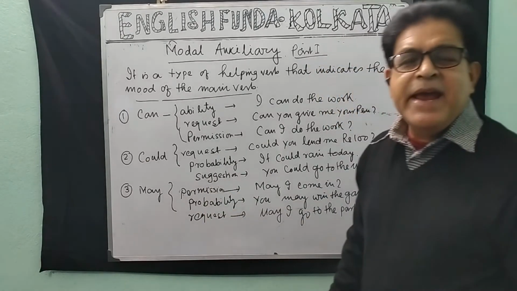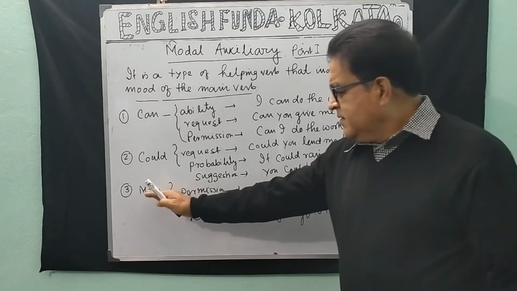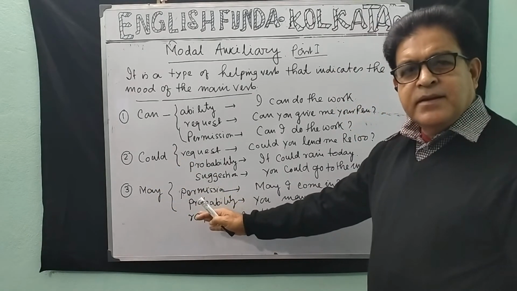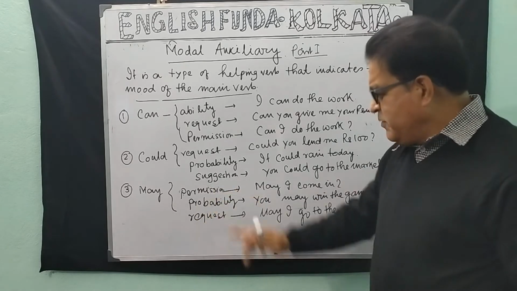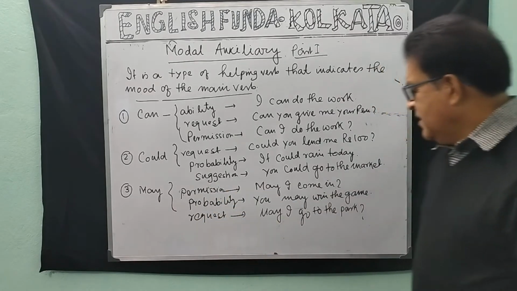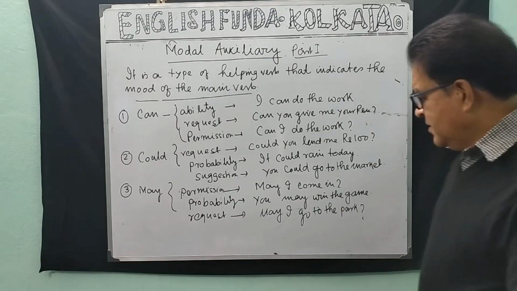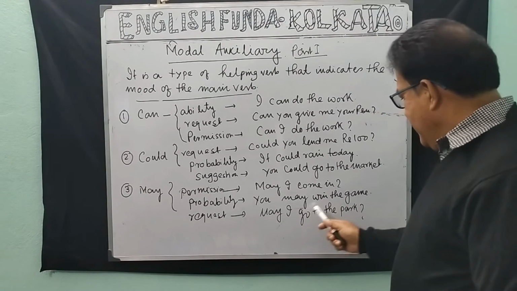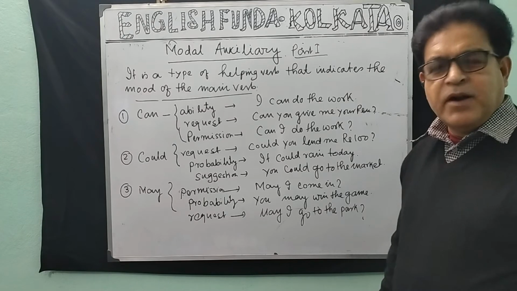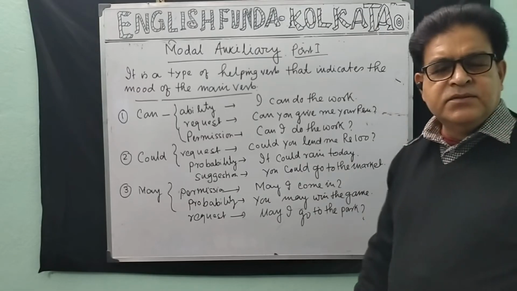Number 3, may. Permission. This modal auxiliary may, it is used for permission, probability, request. Okay? Permission. May I come in? Wants permission. Probability. You may win the game. তুমি আজকে খেলায় জয়লাভ করতে পারো। Probability. Request. May I go to the park?